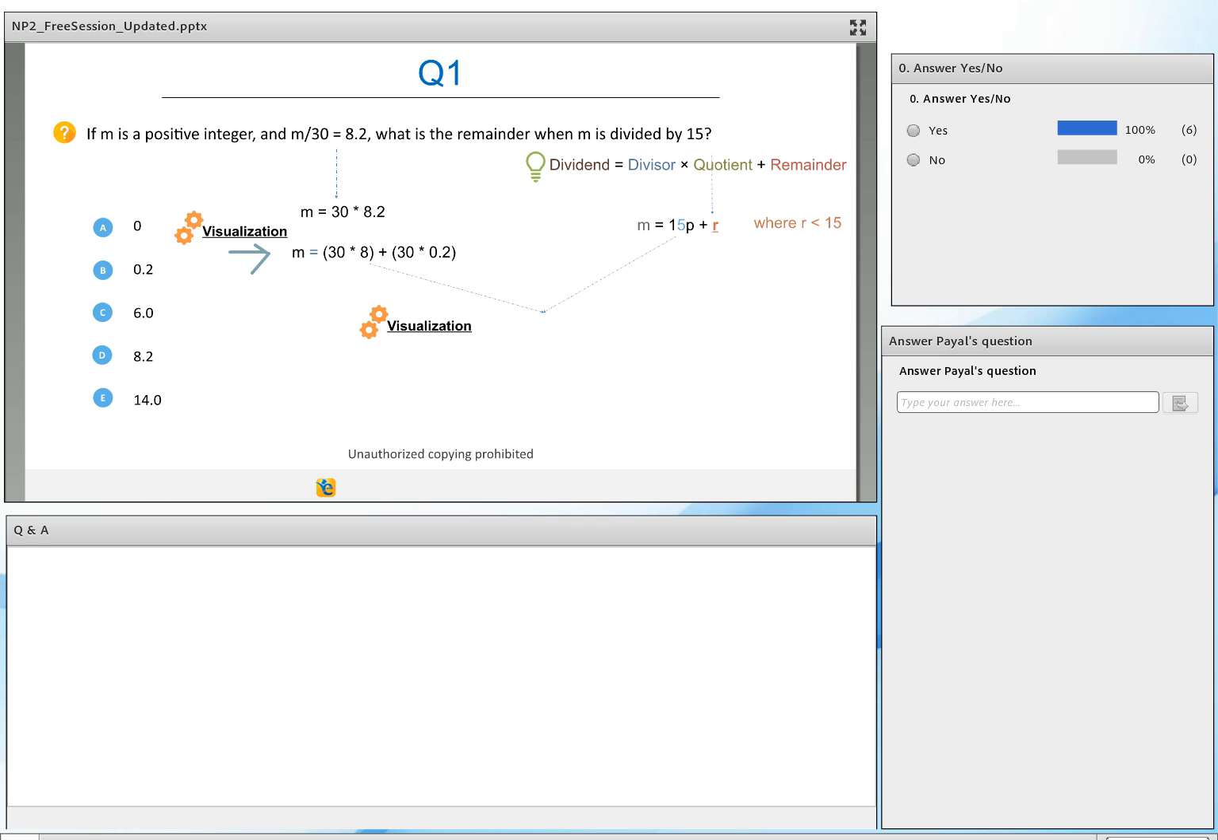Now I do my visualization. I'm carrying forward with my visualization, trying to bring the terms here, because I need a multiple of 15 there. So 30 is nothing but 15 times 2. I take 15 outside, I get 2 times 8, and 30 times 0.2 is nothing but 6. So there you have it. I have one term that is a multiple of 15, the other term that is not a multiple of 15, and what I get is remainder as 6. The correct answer is 6. Everyone get the solution?